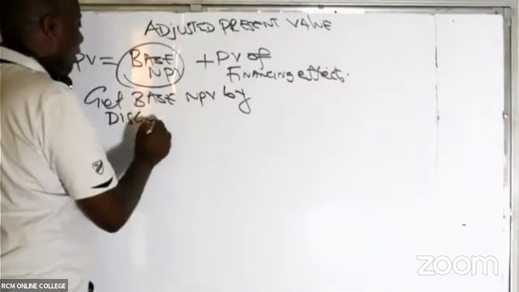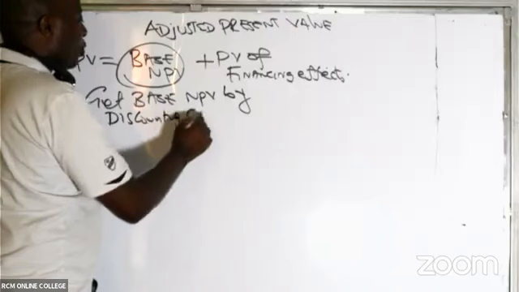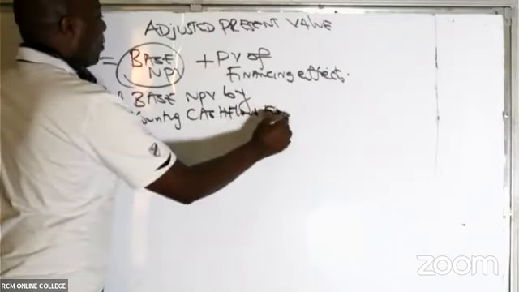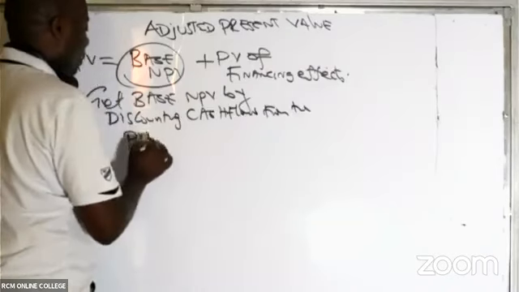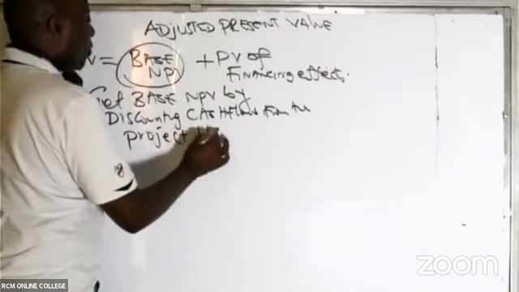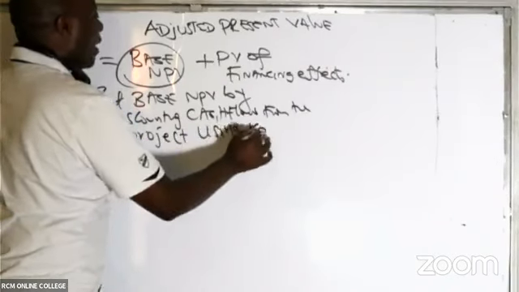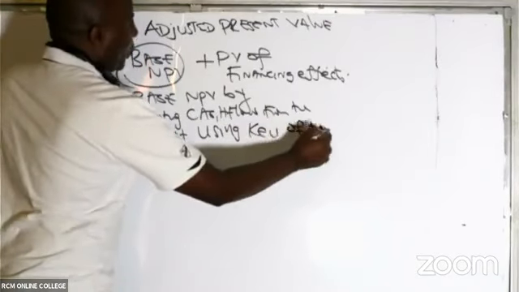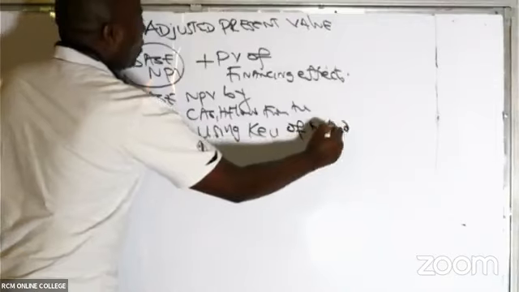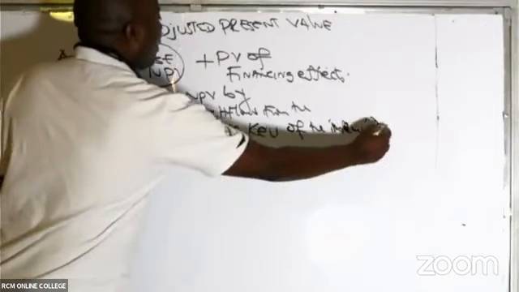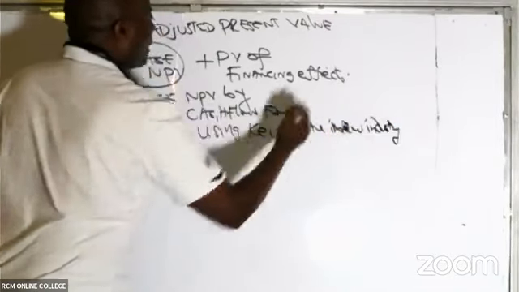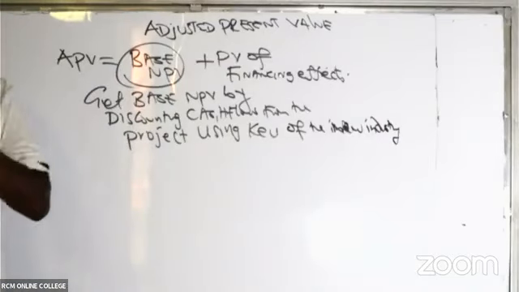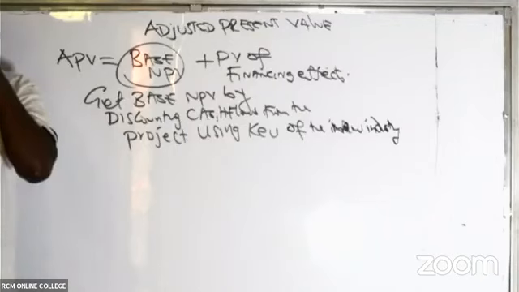We get base NPV by discounting cash flows of the project, cash flows from the project, using Ku of the new industry. Using Ku of the new industry, snowboards. So please, first of all, write up to there, and then you put your thumbs up once you are through.